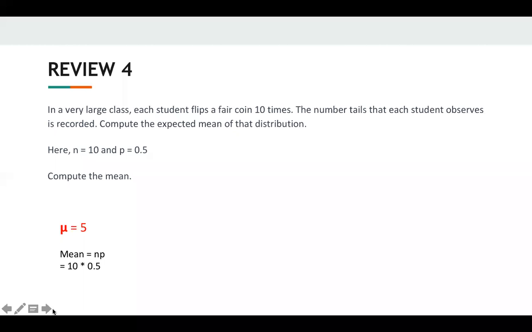All right, and we're going to go over that here. So here our mean is 5. To calculate that, we go through that formula again. Mean equals our n times our p. N is 10, p is 0.50. We multiply those two together. 10 times 0.50 is 5. So that's our final answer.